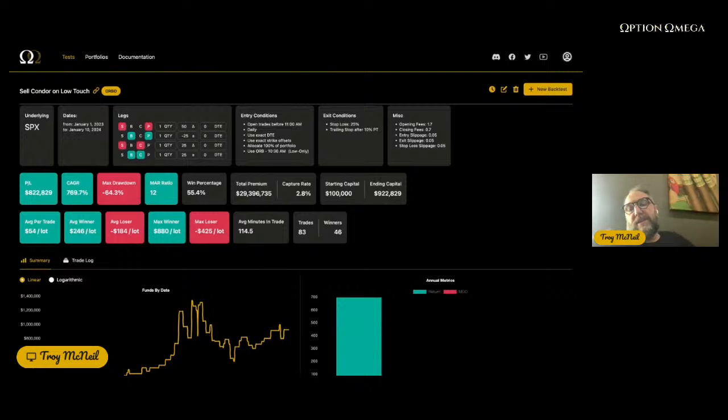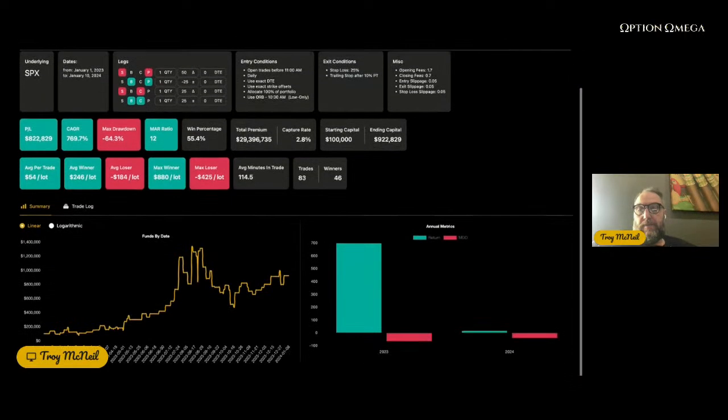This is you're going to sell a condor on a touch of the low. Okay, but it's not a delta neutral condor, and so opening range breakout the first hour. You're going to do this if we break out basically anytime between 10:30 and 11, and you're going to sell the 50 delta put spread 25 wide and a 25 delta call spread 25 wide. Your only exit conditions are a stop loss 25% or a trailing stop after 10% profit.